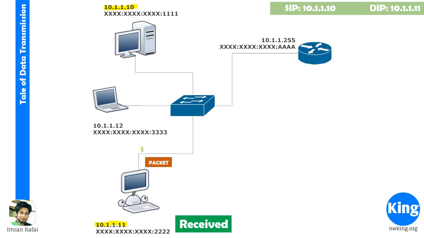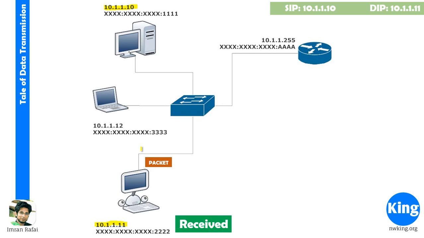So the minute it receives that packet, it strips the layer 2 information and looks at the layer 3 information, and it realizes that packet was destined to him, and he accepts that packet, and the transmission is complete. Now this is a local transmission.